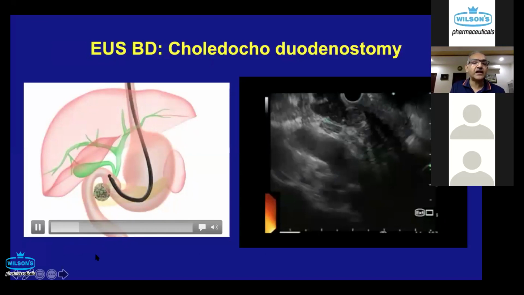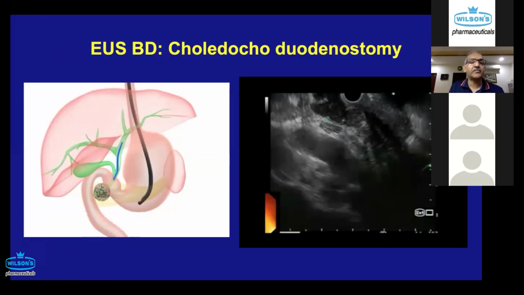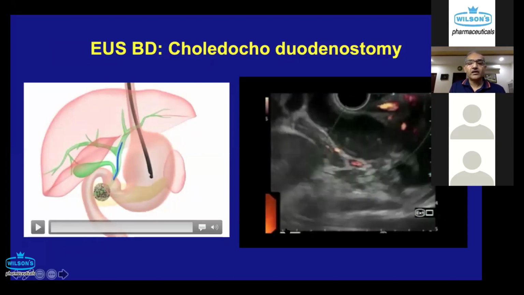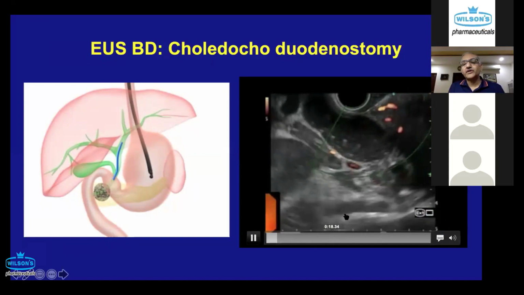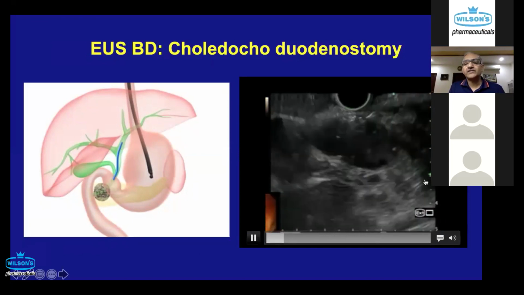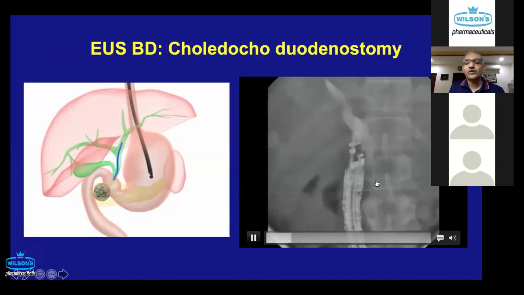This is a cartoon of choledochoduodenostomy. From the first part of the duodenum, you puncture the bile duct, pass the guide wire up into the hilum, and then over that you use a cystotome, create a fistula, and then place a stent. This is a patient who has a dilated bile duct with a mass in the lower end of the pancreas, in the lower end of the bile duct.